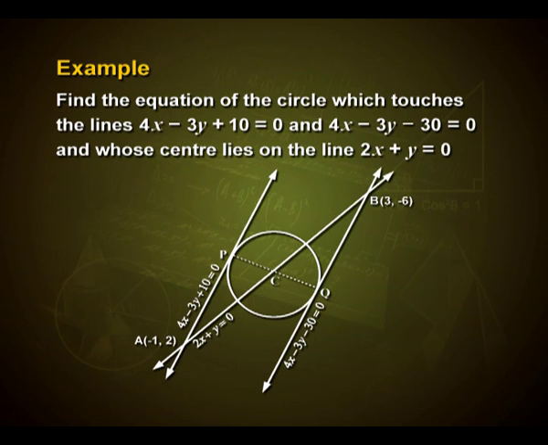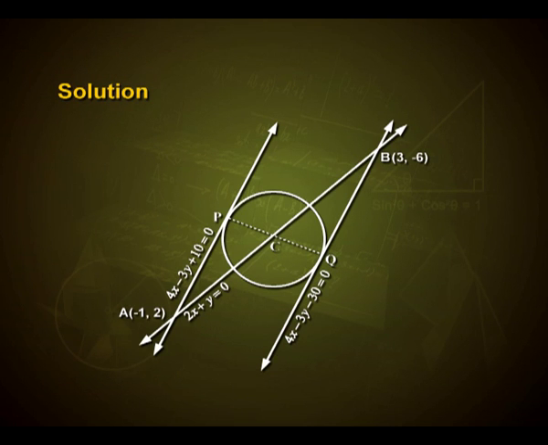Find the equation of the circle which touches the lines 4x minus 3y plus 10 is equal to 0 and 4x minus 3y minus 30 is equal to 0 and whose center lies on the line 2x plus y is equal to 0. Look into the figure here. We find that the line 4x minus 3y plus 10 is equal to 0 is touching the circle at point P, and there is another line 4x minus 3y minus 30 is equal to 0 which is touching the circle at point Q.